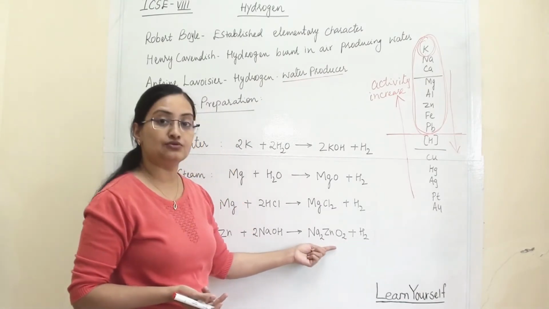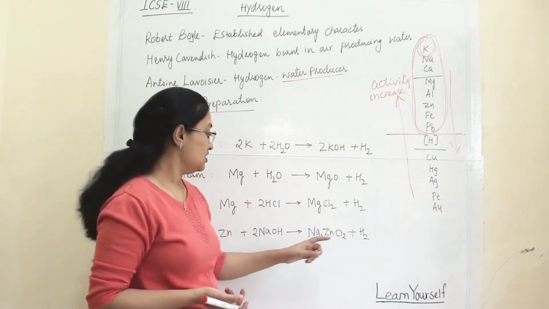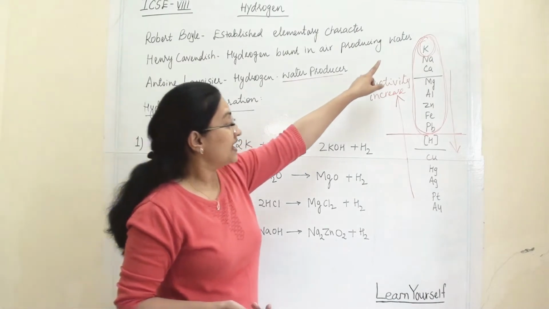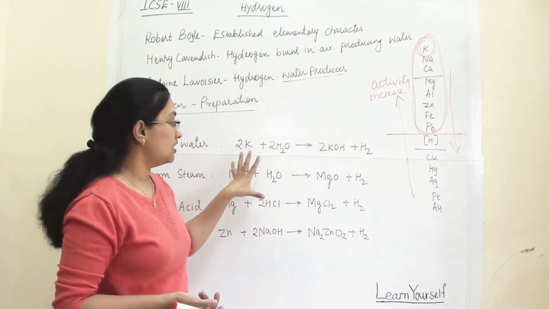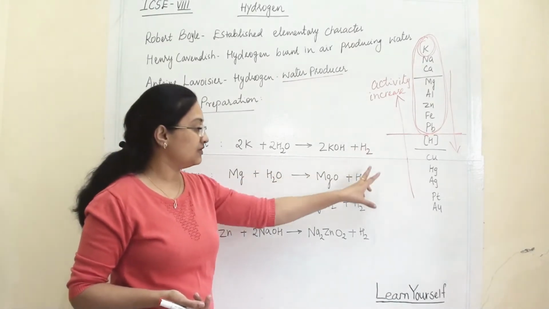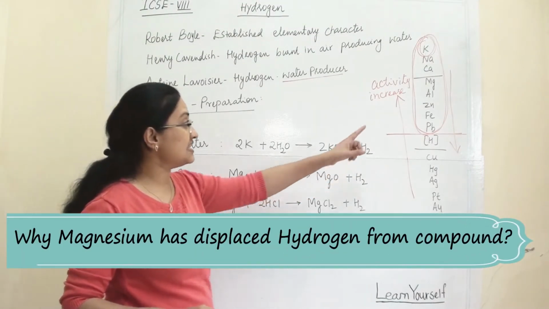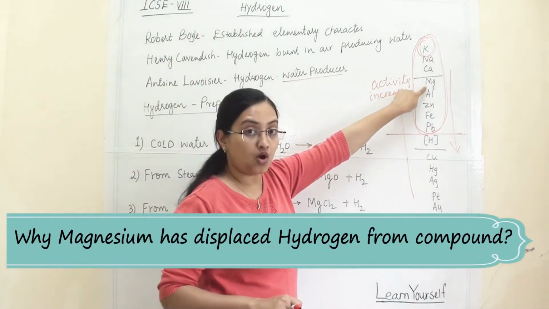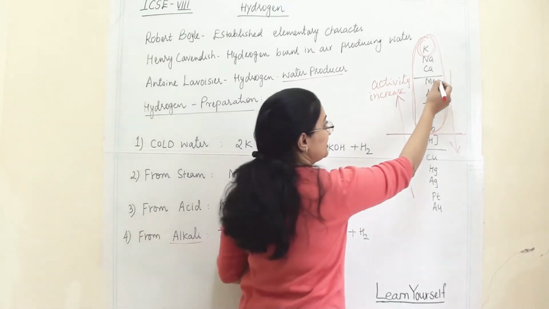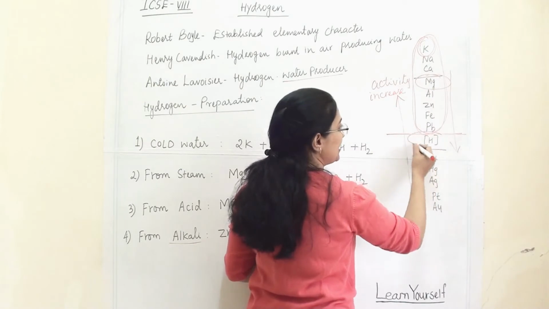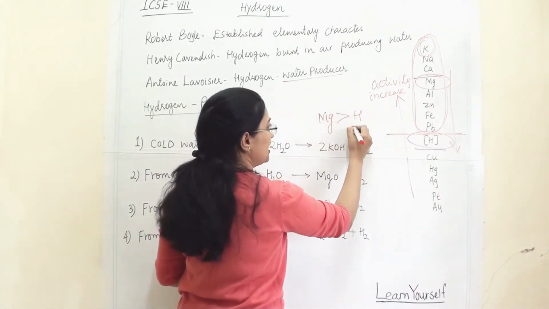So this molecule's name is sodium zincate and it will give us hydrogen gas. According to the activity series of metals, they will react with acid and water and evolve hydrogen gas. Now earlier we have discussed that a metal which is more reactive can displace a less reactive metal. So we are taking here an example of magnesium and hydrogen.